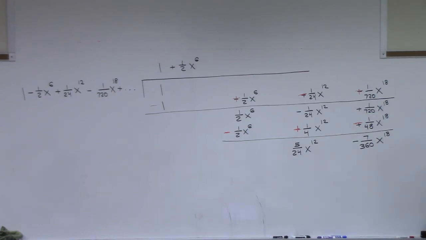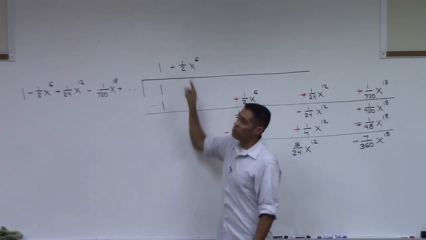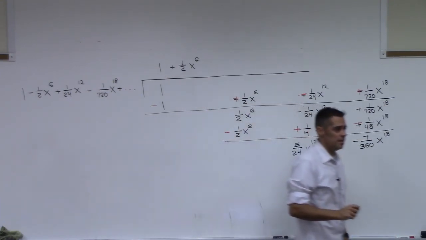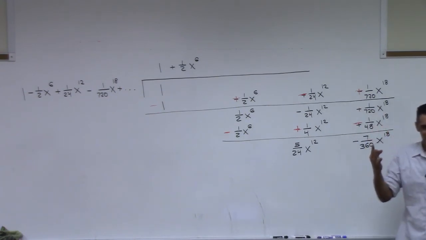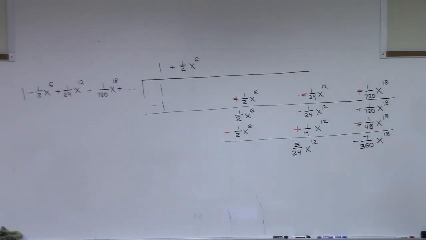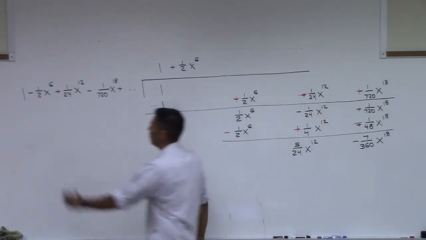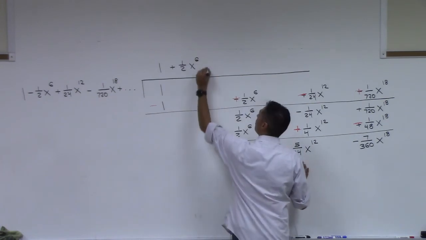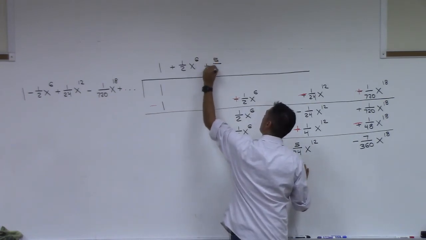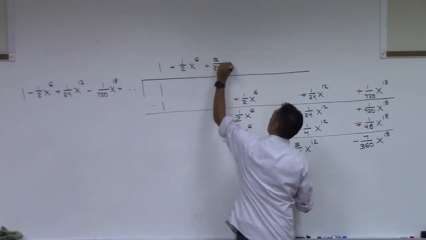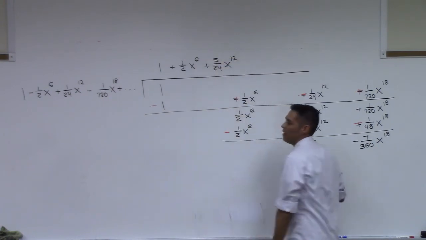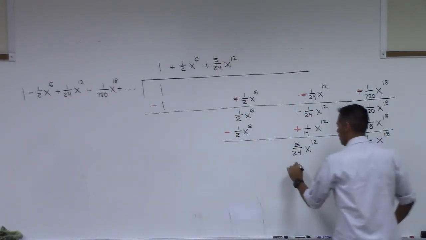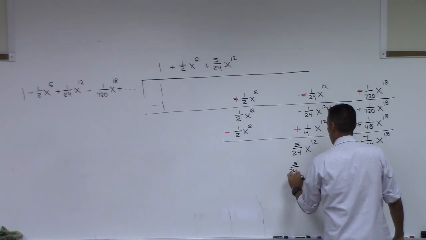And now you keep going, right? How many terms do we have so far? 2. We only have 2 terms in this division, right? Let's go 3 terms, okay? Just 3 terms? Okay. So now what do we do? We go back out to 1 and we say, what do we multiply 1 by to get this? So we multiply by 5 over 24 x to the 12th, right? And then we continue to play this game.